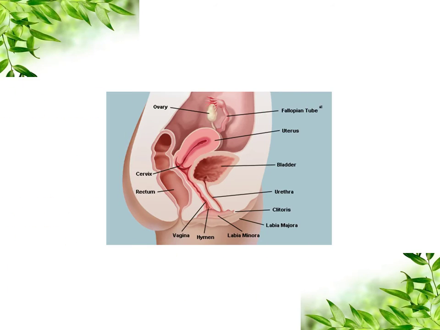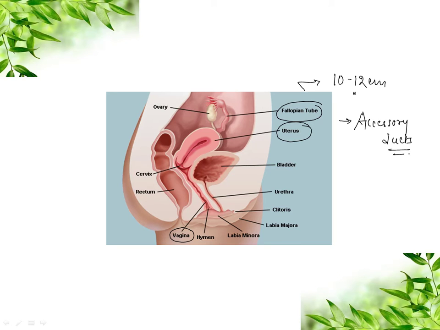Now oviducts, which are called fallopian tubes, the uterus, which is called the mother womb, and the vagina, they constitute the accessory ducts. Each fallopian tube is 10 to 12 centimeter long and extends from the periphery of each ovary to the uterus.